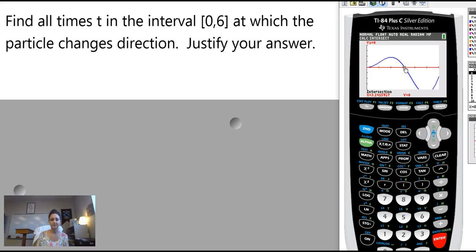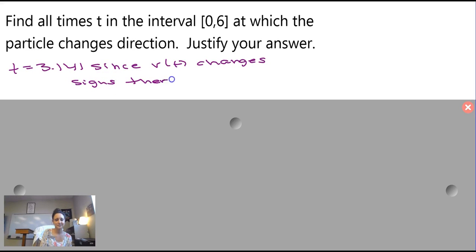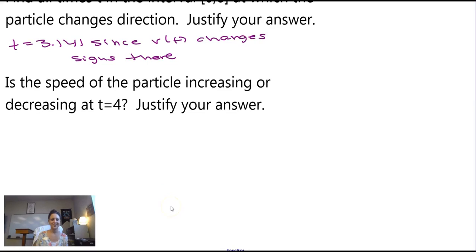And what's the reasoning? Because velocity changes from positive to negative there, or you could say because velocity changes signs there. So let's write that. T equals 3.141 since v of t changes signs there. Or you could say since v of t changes from positive to negative there. Okay, so this last one says, is the speed of the particle increasing or decreasing at t equals 4? Justify.